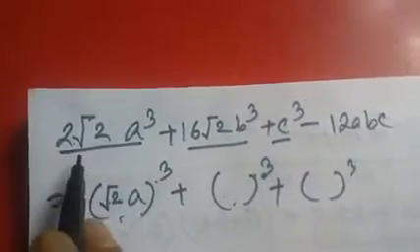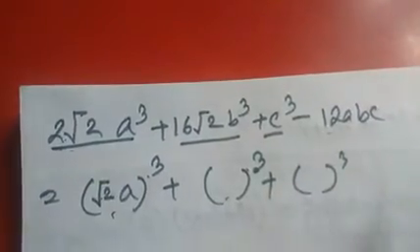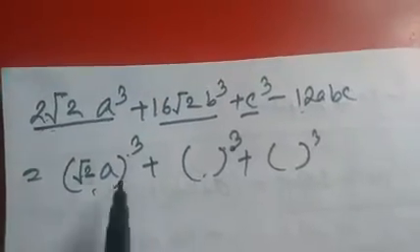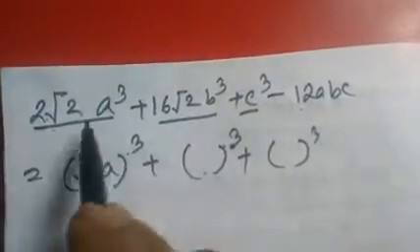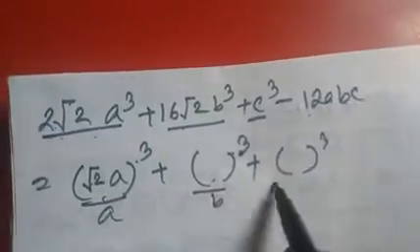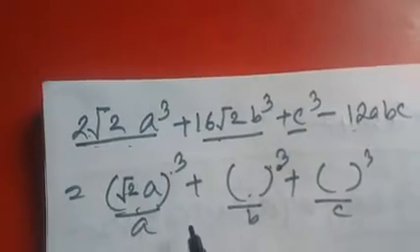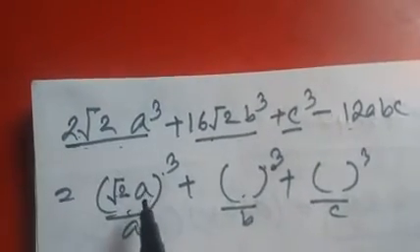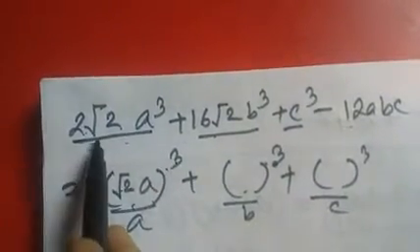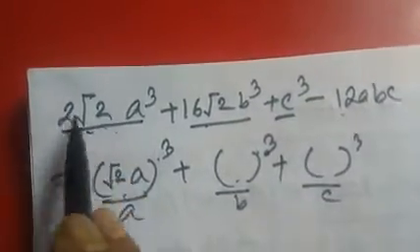Now the question is 2 root 2 a cube plus 16 root 2 b cube plus c cube minus 12abc. As you know, first we need to convert these three portions into the form of a cube plus b cube plus c cube. See, you have 2 root 2 a cube. Since it's a root number, you need to write the number smartly so that after doing cube you get the same number. See, it's 2 root 2.